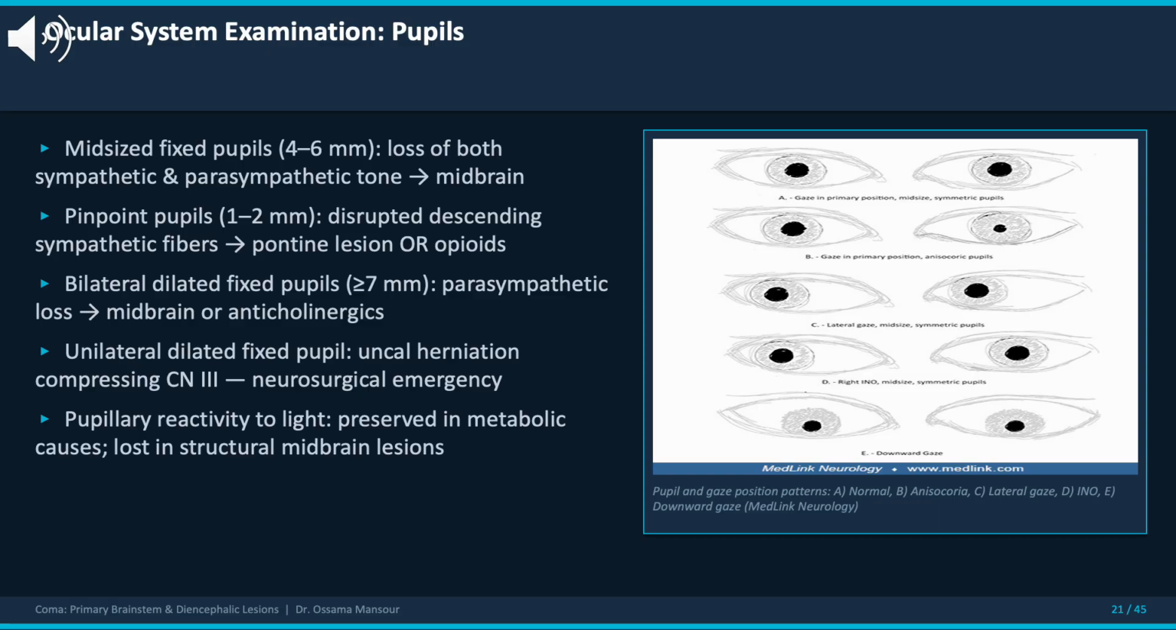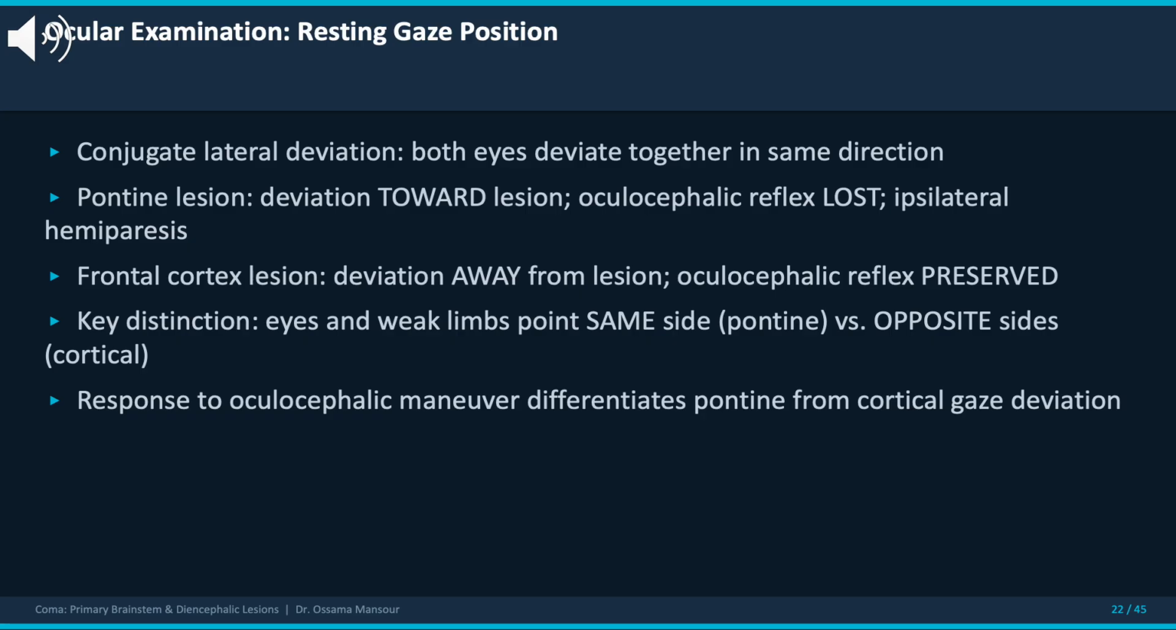When bilateral, this indicates midbrain dysfunction or anticholinergic intoxication. When unilateral, a dilated and fixed pupil ipsilateral to a mass lesion is a classic sign of uncal herniation, where the expanding mass compresses cranial nerve 3 fibers against the tentorial edge. This is a neurosurgical emergency requiring immediate intervention. Now let's examine resting gaze position, beginning with conjugate deviations. The term conjugate means that both eyes are deviated together in the same direction.